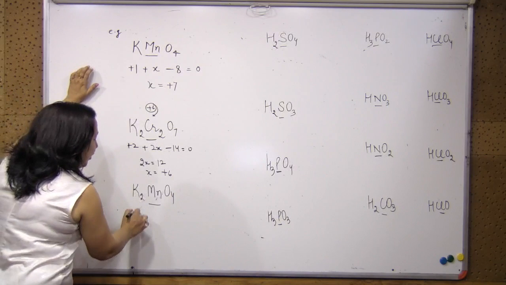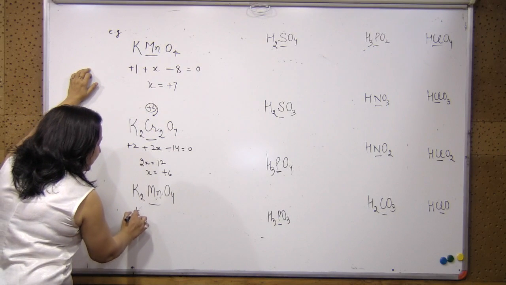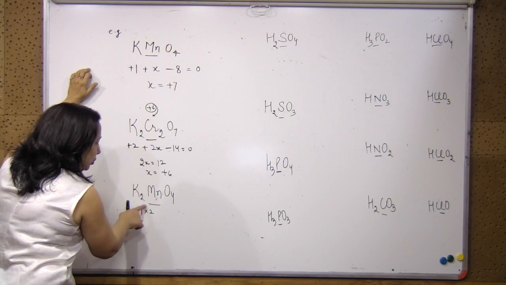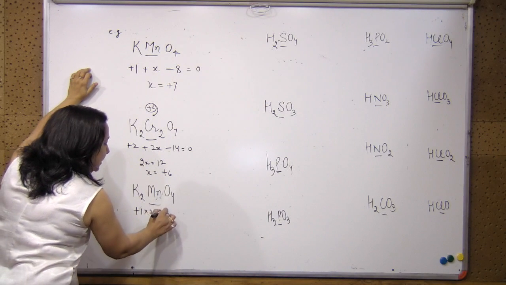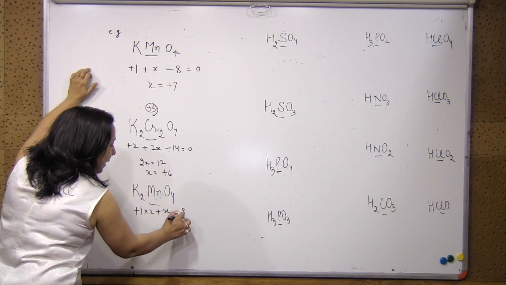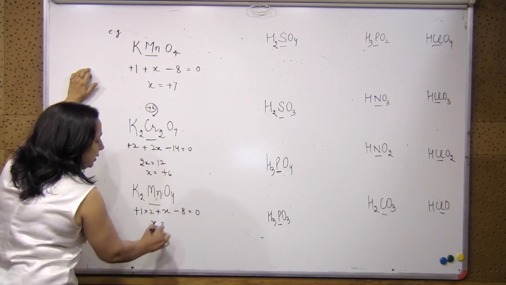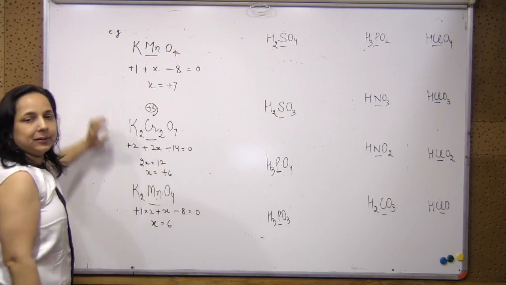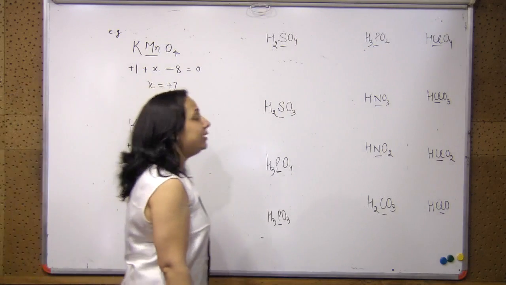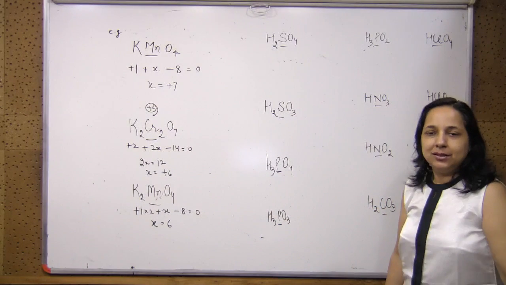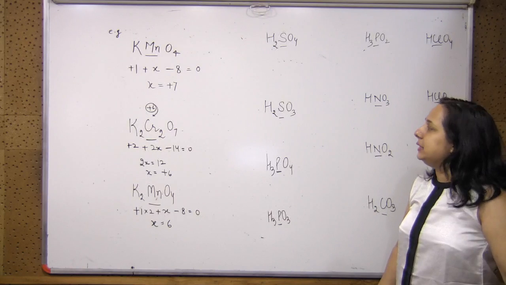Now let's calculate for K2MnO4, which is plus 1 into 2, that is potassium plus 1, 2 times, plus manganese is X, minus 8 for oxygen, it is 0. Now X comes out to be 6. It means manganese here in the first compound is plus 7, but in the third compound it is plus 6. The variations are there in manganese.